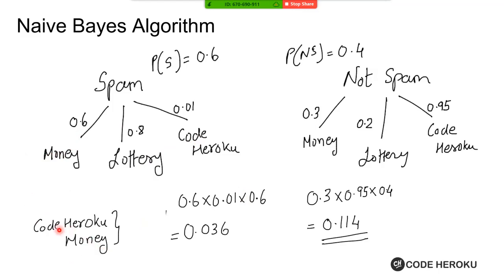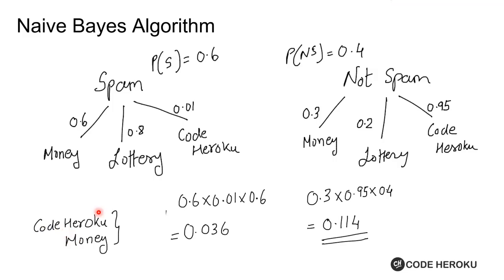So let's say if we have Code Heroku money over here, will our answer differ if we have money first and Code Heroku later? The order of these events we are also not taking into any account, right? So maybe if I'm sending you an email saying lottery money and then just having my word Code Heroku in the signature, maybe it's a spam email, right? Because the order of these words also matters.